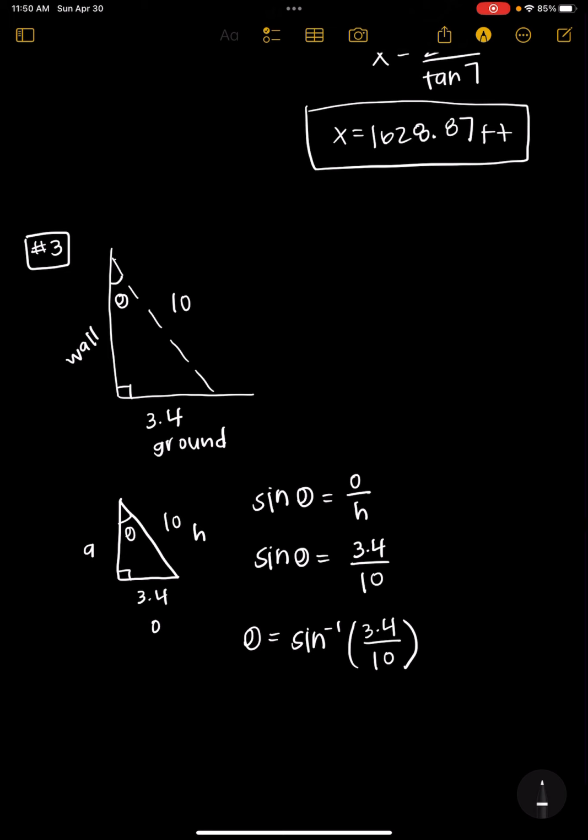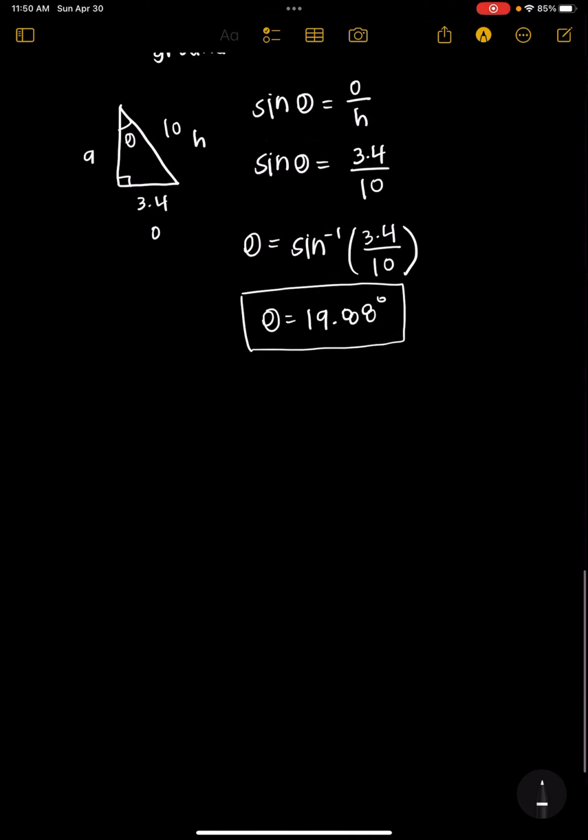So sine inverse of 3.4 over 10, and I get theta is equal to 19.88 degrees. All right. And that one, as long as you have the degree symbol on there, is correct. It doesn't need another word because it's just in degrees. All right, let's go through the last example.